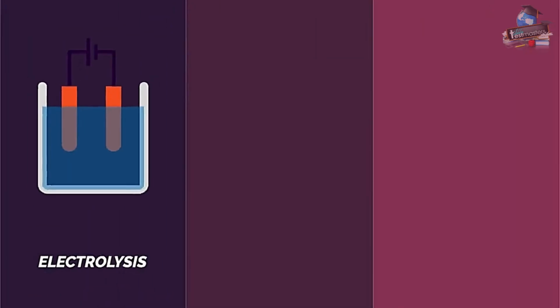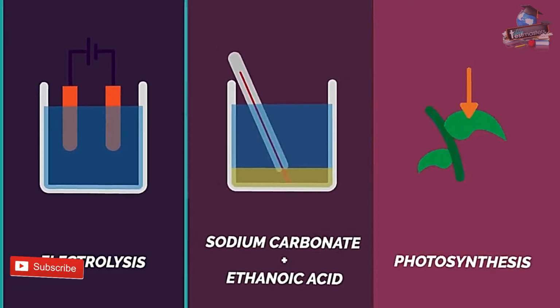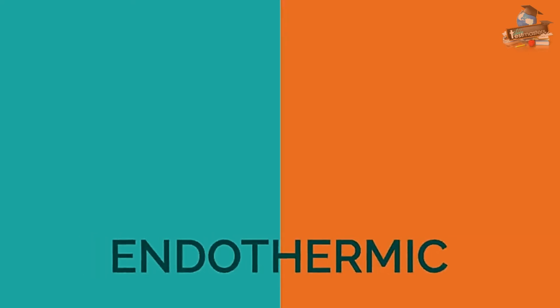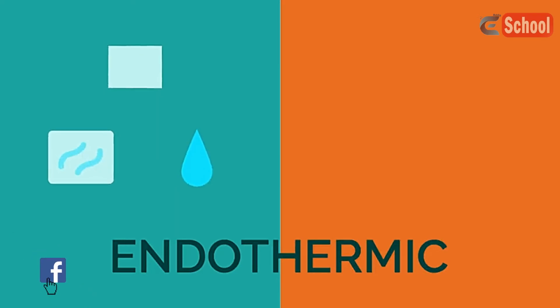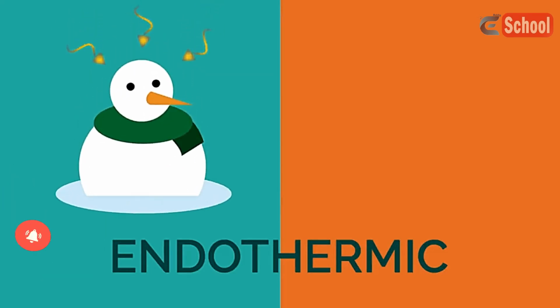Some examples of endothermic reactions are electrolysis, the reaction between sodium carbonate and ethanoic acid, and photosynthesis. Endothermic reactions can also be seen in physical processes. When something melts, it goes from a solid to a liquid. For this to happen, bonds need to be broken, and to break bonds, energy needs to be put in, like our melting snowman.